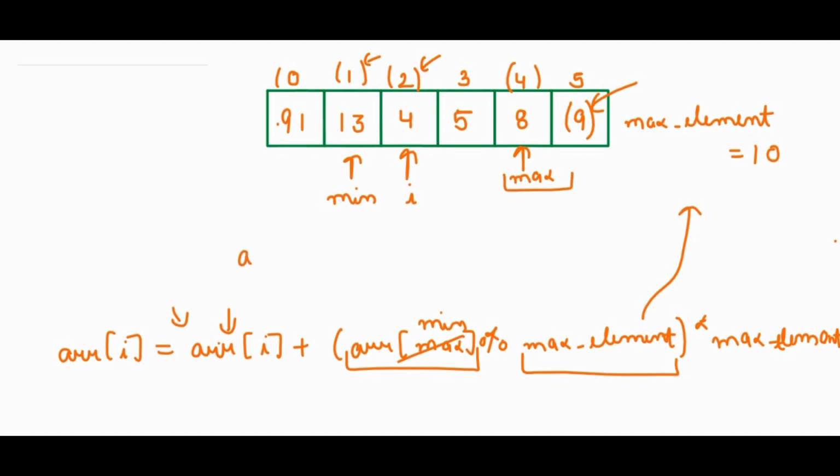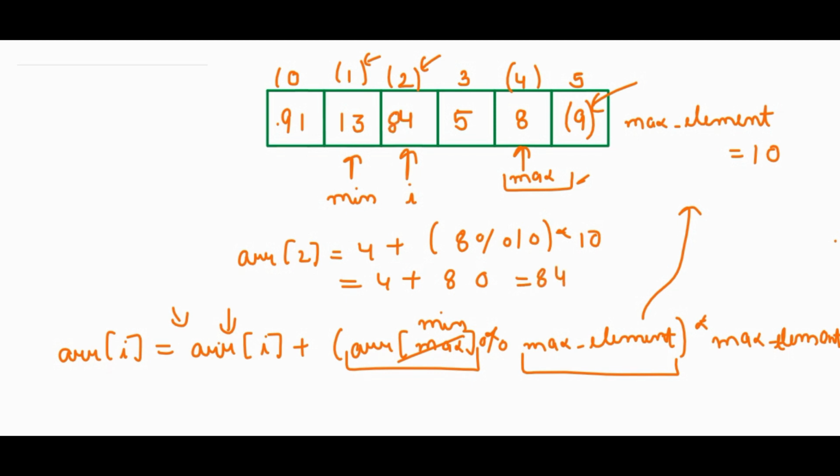So now our array of 2 will be array of 2, which is 4, plus array of min, not array of min but array of max, because we need the max element. So it will be 8 modulus max element, which is 10, into 10. This will be equal to 4 plus 8 into 10, 80. So it will be equal to 84. So we will put 84 here. Let's keep putting the values.